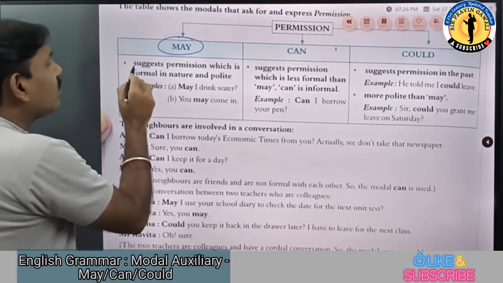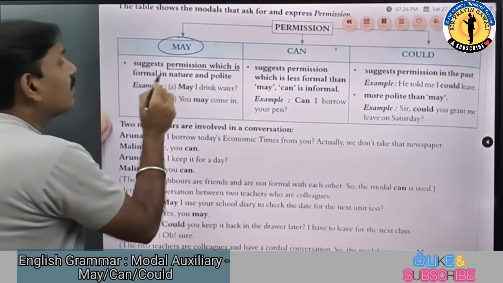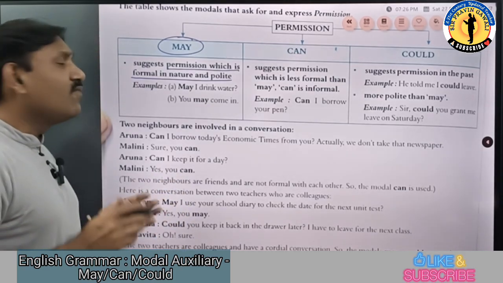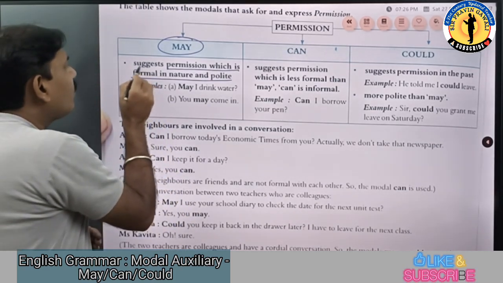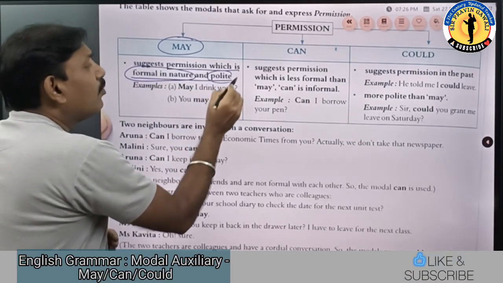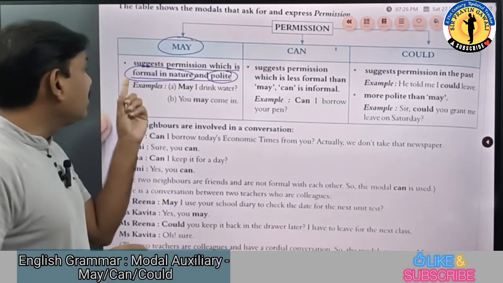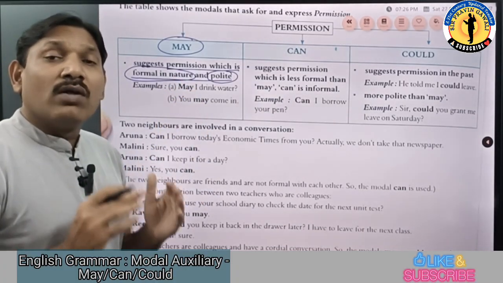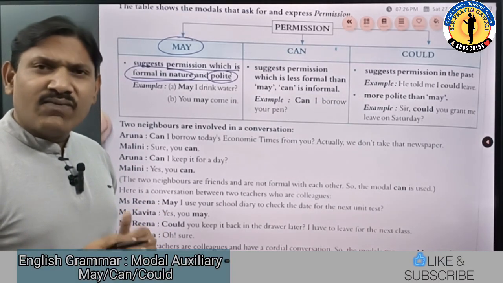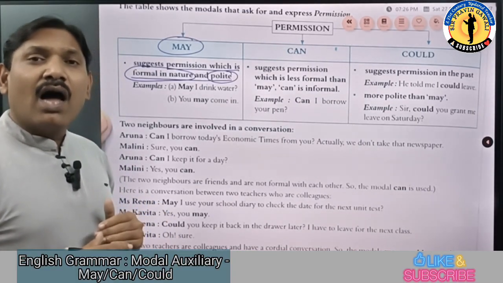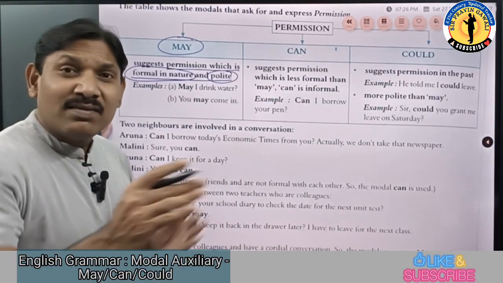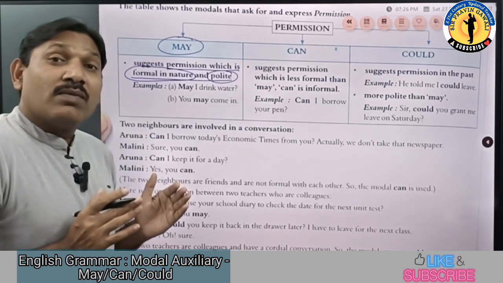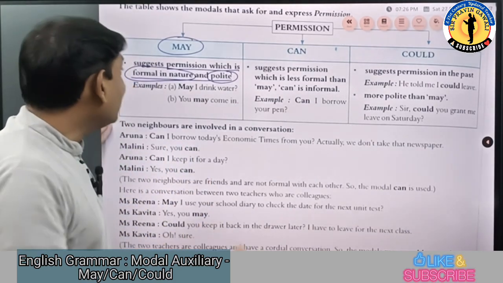Yes students, if you want to suggest permission which is formal in nature and polite, that is when we use may. Whenever it is a formal one, we can use may. For example, before entering the class, we always ask, may I come in, teacher? May I come in, sir? Like this. So it is more formal as well as polite also. That time we use may.